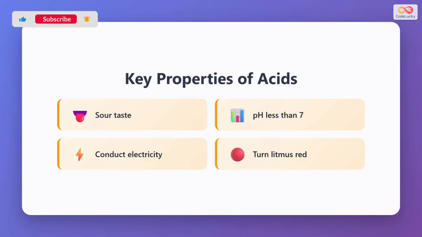Acids have several characteristic properties that help us identify them. They have a sour taste, though you should never taste chemicals in a lab. They have a pH less than 7, which we'll explore in future lessons. Acids conduct electricity when dissolved in water because they produce ions, and they turn blue litmus paper red, which is a simple test for acidity.